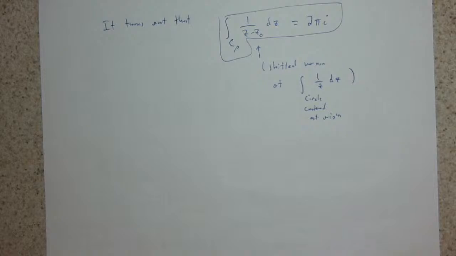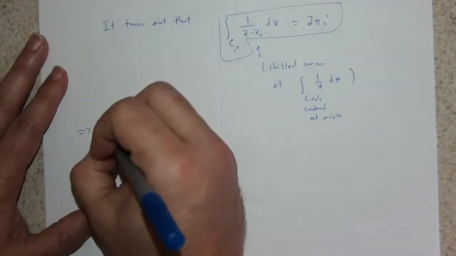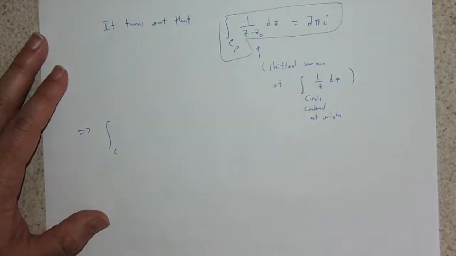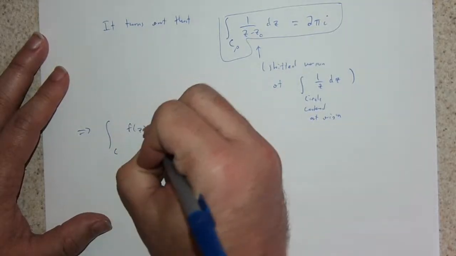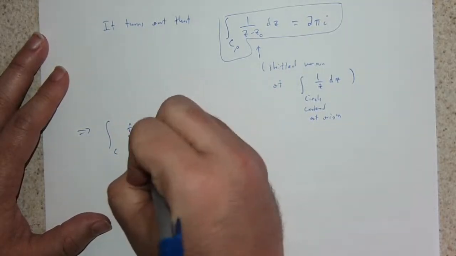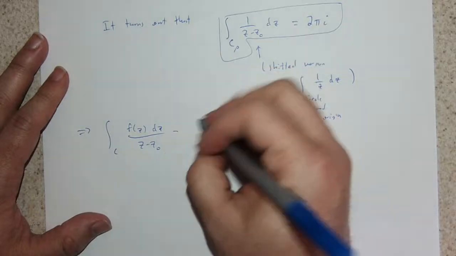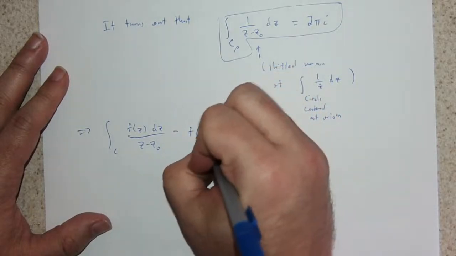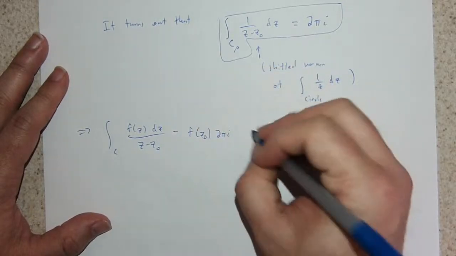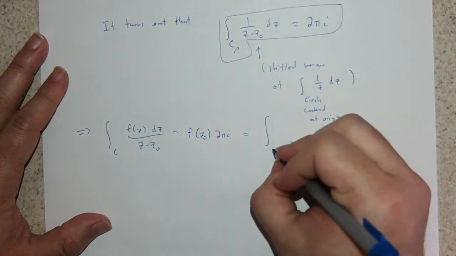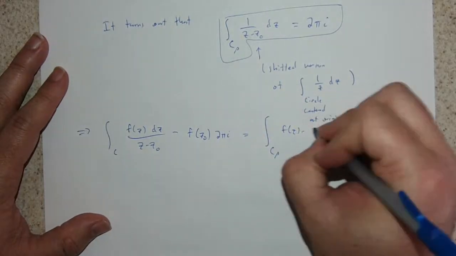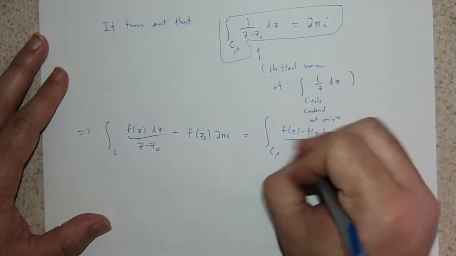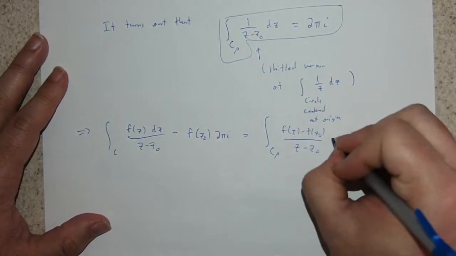And so this means that we have the integral over our outer contour C of f of z dz over z minus z naught, minus f of z naught times 2 pi i, is equal to this expression, the integral over this small circle of f of z minus f of z naught over z minus z naught dz.